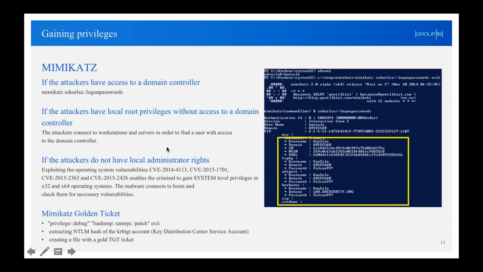If they didn't have local administrator rights, what they would do is use different exploits to gain access to different systems and try to identify a device with different administration credentials. So they, again, you can find these in a report, but use different vulnerabilities to get system-level privileges in x32 and 64 operating systems.